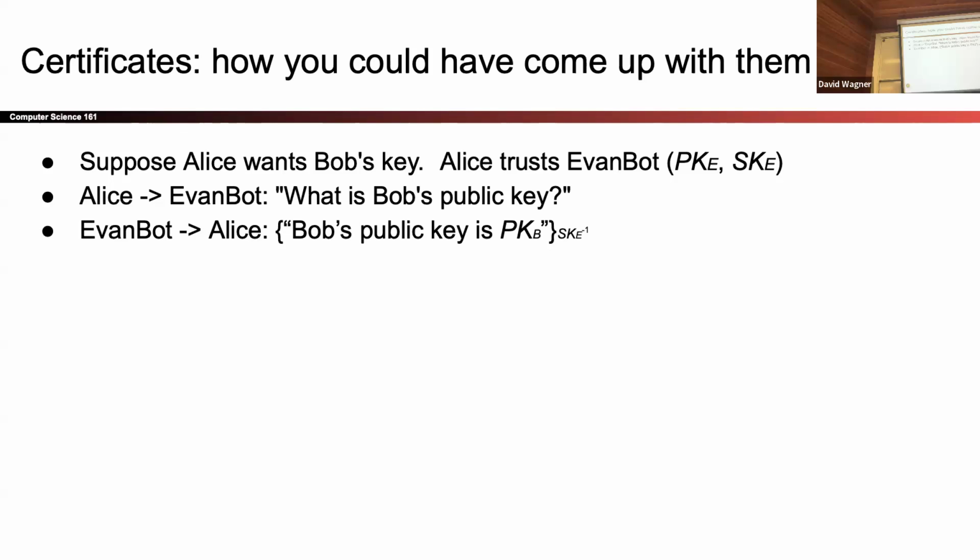So that statement is a digital certificate, and it doesn't have to be transmitted in an interactive conversation between Alice and Evan-bot. It can be pre-computed and cached, stored by Bob and provided to Alice just when she needs to know it.